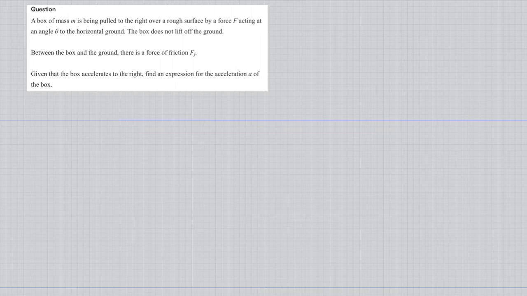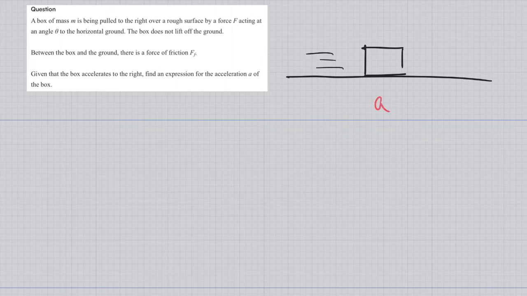Okay, so I love this question. It basically has us solve for this without any numbers, right? So we have a box which is accelerating to the right. So that's the direction of our net force. That's the direction of our acceleration. We're going to say that's in the positive direction.